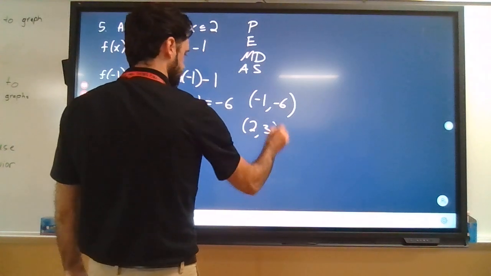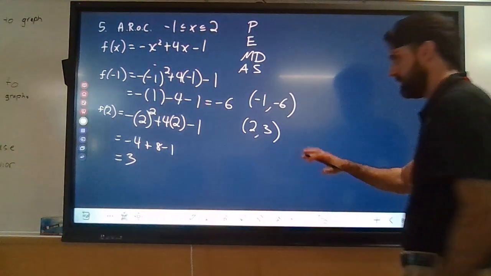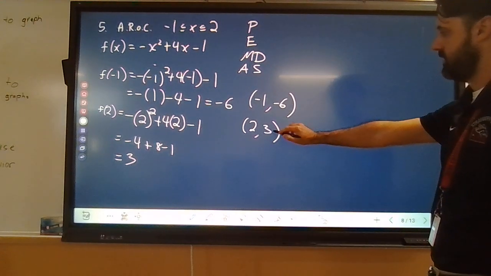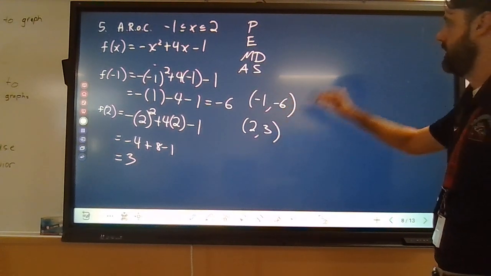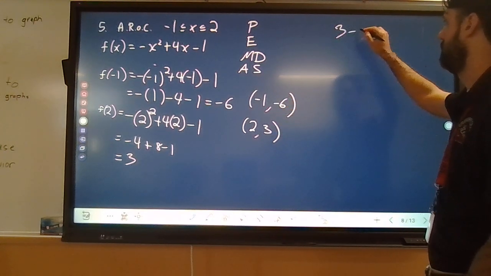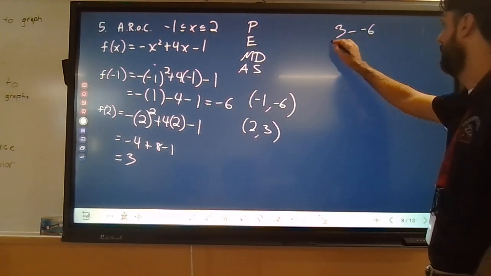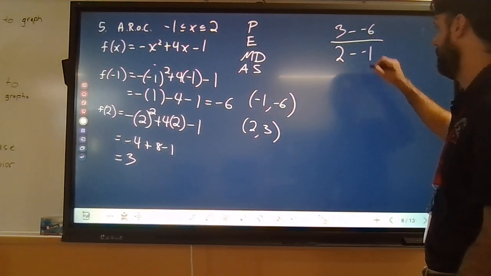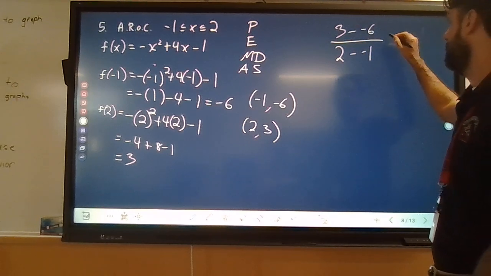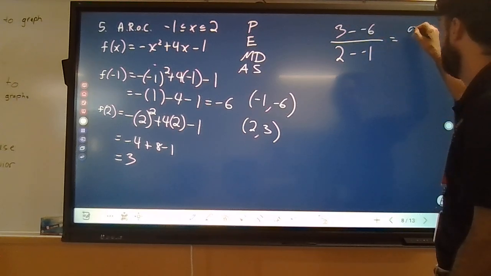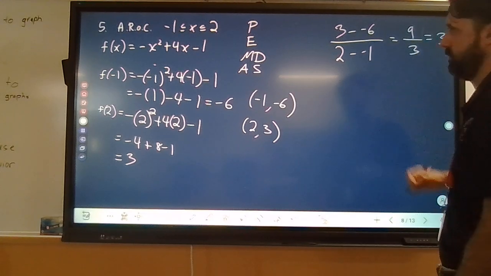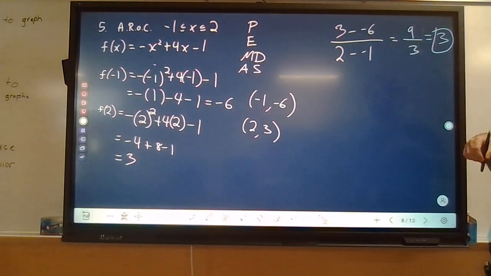All right, so now we can take our coordinates and we can plug those into our formula. So I'm going to say this is x1, y1, x2, y2. So y2 minus y1 over x2 minus x1, 2 minus -1. Both of these turn into pluses, so 3 plus 6 is 9, and 2 plus 1 is 3. 9 divided by 3 is 3, and that's our answer here to the average rate of change.